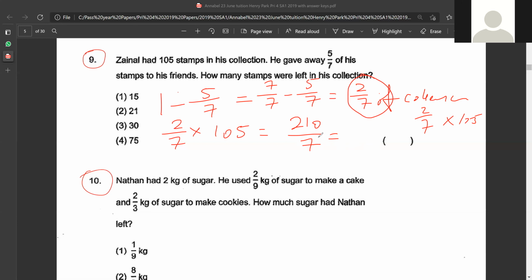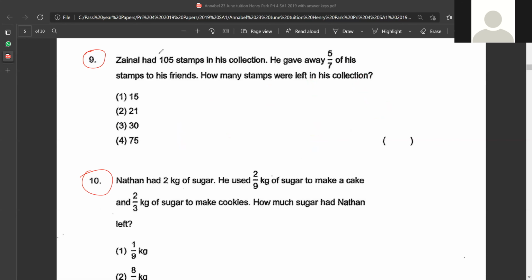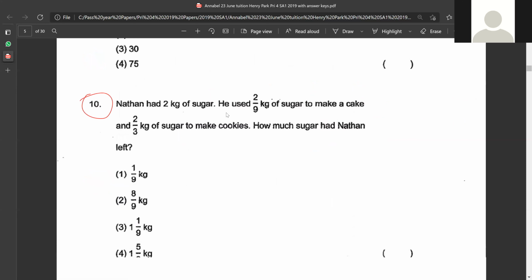Your 3 multiplication table, I told you many times to go and memorize. So it's 30. You know why 30? Because you need to put a 0 behind. So answer is number 3, 30. Okay, number 10.